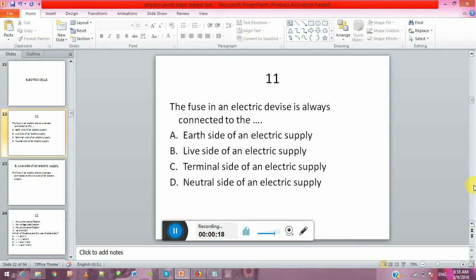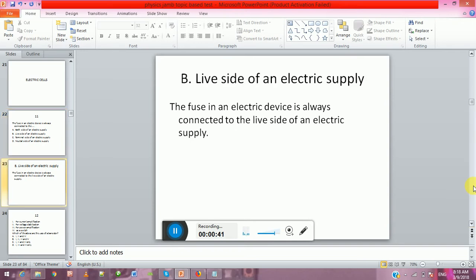The fuse in an electric device is always connected to the A. Earth side of an electric supply, B. Live side of an electric supply, C. Terminal side of an electric supply, D. Neutral side of an electric supply. The fuse, where is it connected? It's connected at B. Live side of an electric supply.